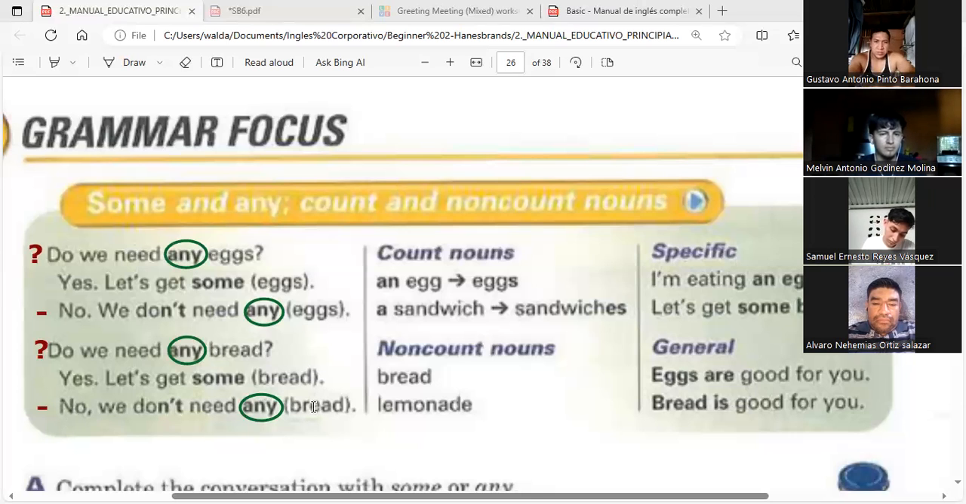Or, do we need any bread? No, we don't need any. How do you say that in Spanish? No, we don't need any.